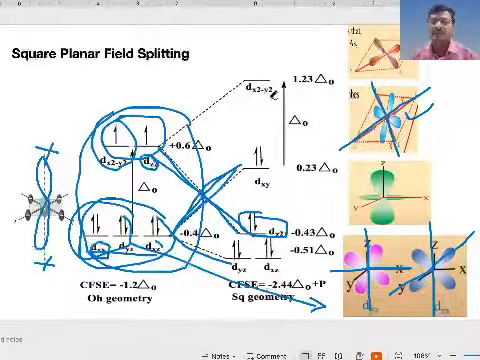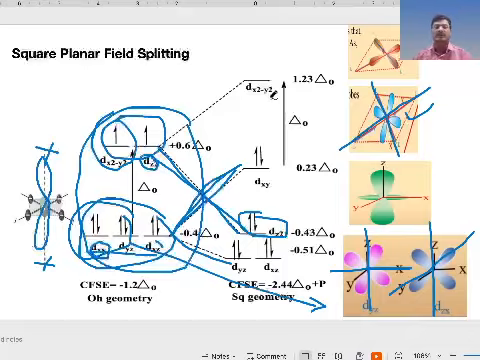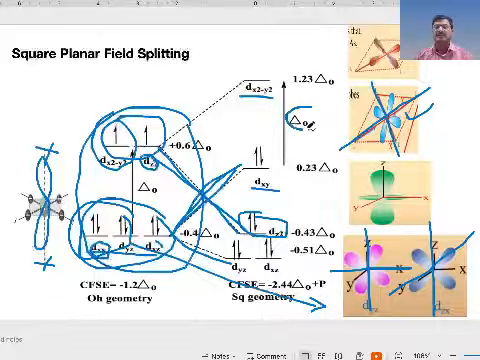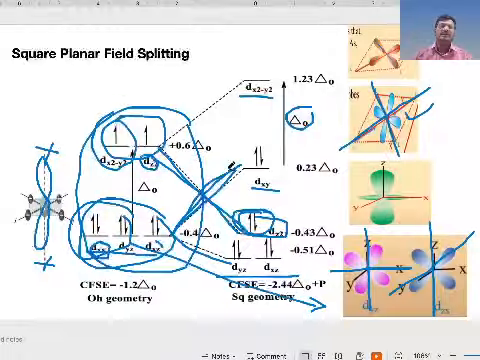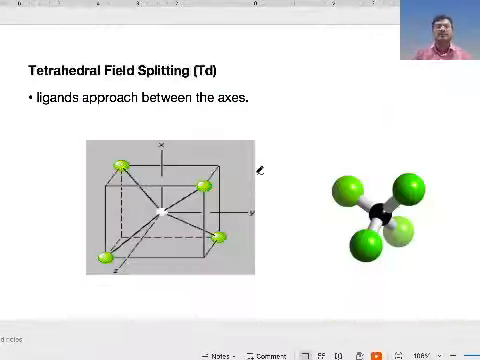In the case of the square planar, we are getting a total of 4 different energy levels. The first, higher energy is the dx square y square. Next is the dxy. This energy is equal to the delta naught value. And the next energy level is the dz square, and the lowest energy level is the dyz and dxz. So this is about the splitting of orbitals in square planar geometry.